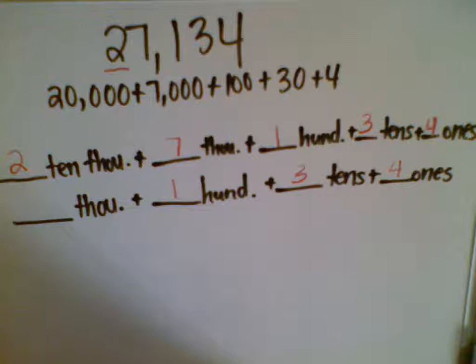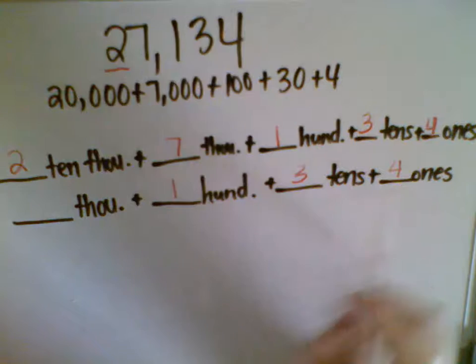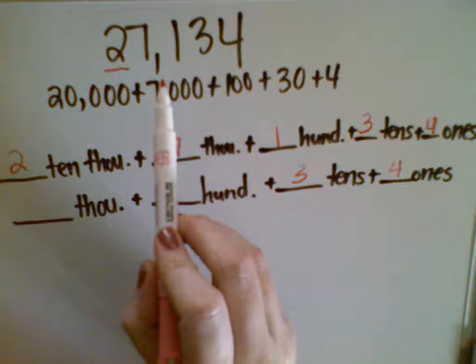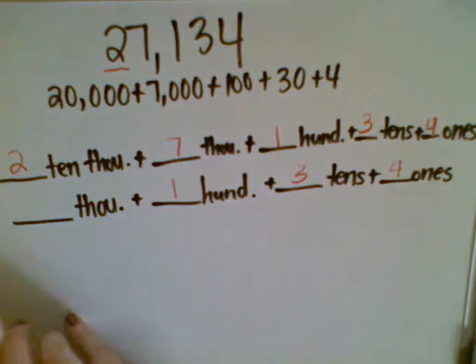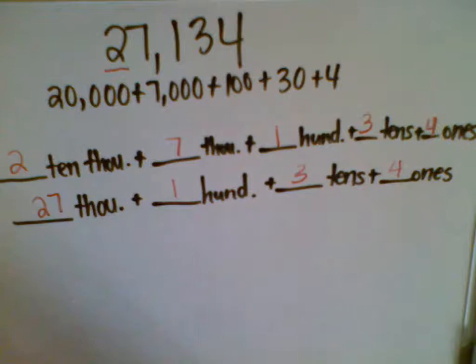So I want you to say this out loud after me. 27,134. Say it. Great job. 27,134. Well, my 134 is already represented, but what's left over is the 27,000. There's no space to write 10,000s over here, so it wants to know just total how many thousands we have, and we have 27 thousands. So if it were possible to fit 2 digits in the thousands place, we would have 27,000 in the thousands place.